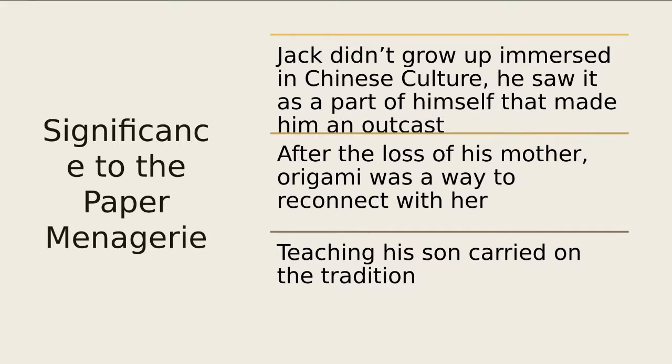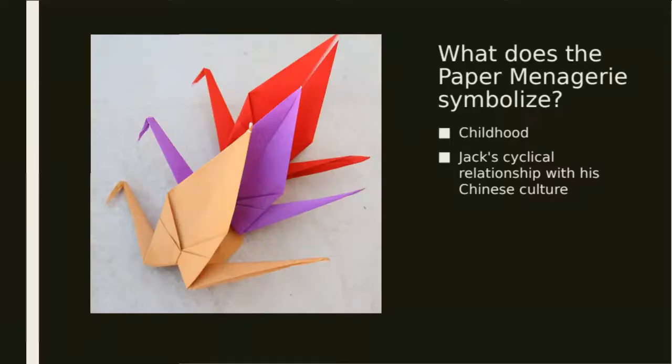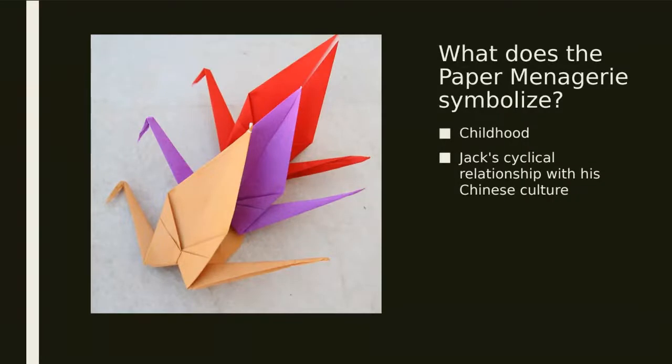So once Jack had his own son, he taught him how to fold origami and the significance of it. And through Jack, he breathed new life into his son with this immersion of his Chinese culture yet again. So what does the paper menagerie symbolize? It symbolizes his childhood. So animals were given life through the magic of youth in Jack's life, and Jack allowed opinions of other people to crush them.